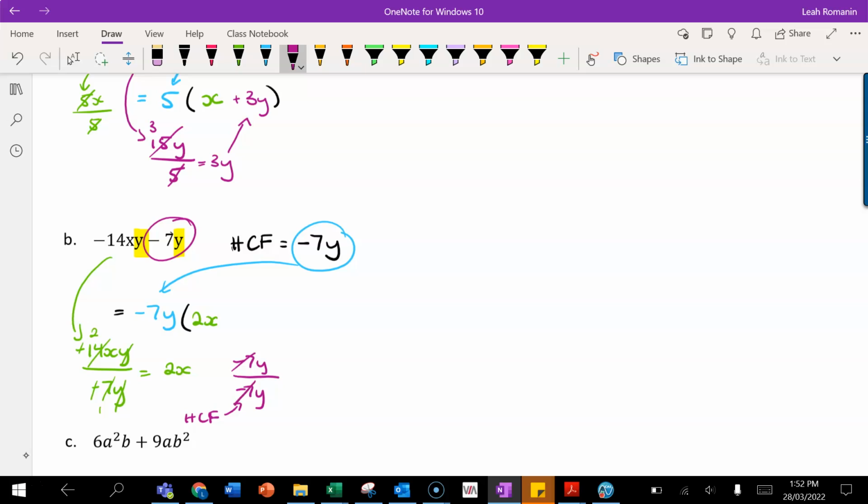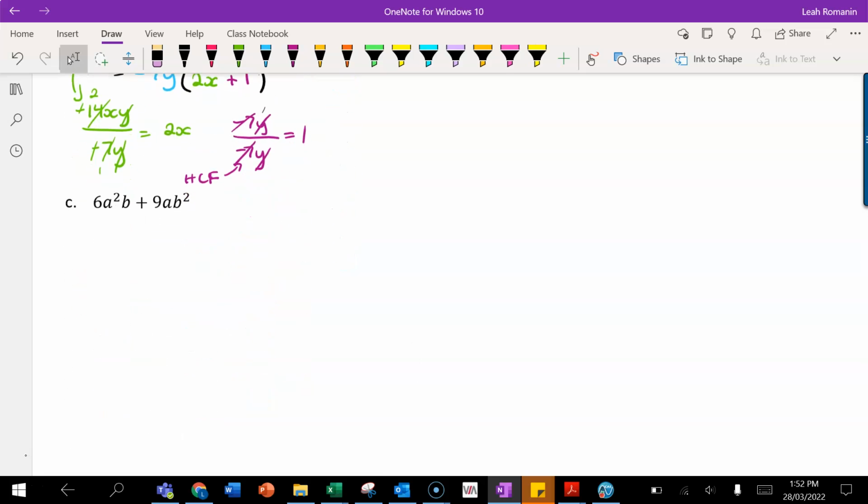So the negative 7s are both going to cancel out and the y's are both going to cancel out. So this is going to leave me with just 1. So negative 7y divided by negative 7y is going to be 1. And it's a positive 1 because these two negatives have cancelled out. So I'm going to be left with plus 1 for that positive 1. And that is our expression factorized.